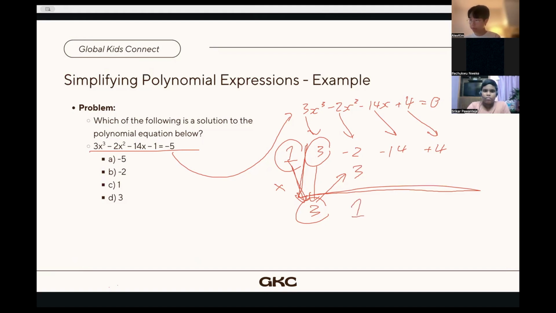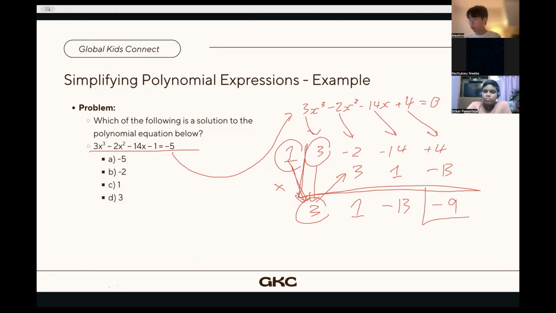And so again, below the line, we multiply by the constant. So 1 times 1 will just be 1. And then again, we add so that we get -13. We multiply again so that we rewrite -13. And then we add again to get -9.